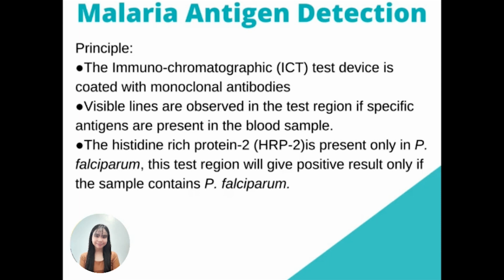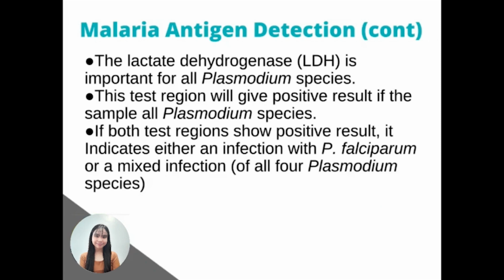The histidine-rich protein 2 is present only in P. falciparum. This test region will give a positive result only if the sample contains P. falciparum. The lactate dehydrogenase is present in all Plasmodium species. This test region will give a positive result if the sample contains any Plasmodium species. If both test regions show a positive result, it indicates either an infection with P. falciparum or mixed infection.